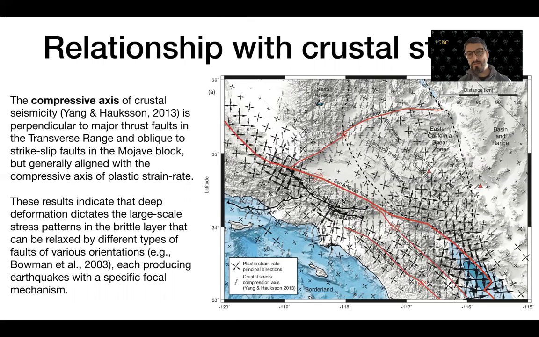And we can also compare the direction of plastic strain rate with the compressional axis of seismicity clusters, here shown with these bars. You can see that there is an overall agreement between seismic focal mechanisms with the direction of plastic strain rate. So that indicates that there's a strong mechanical coupling between flow in the ductile layers, the asthenosphere, lower crust, and stress in the brittle crust that controls then the orientation of faults themselves and the focal mechanisms of earthquakes.